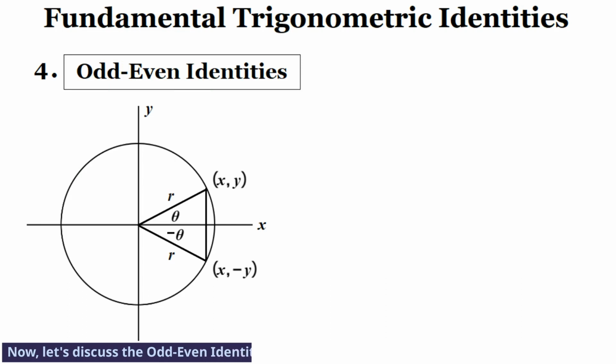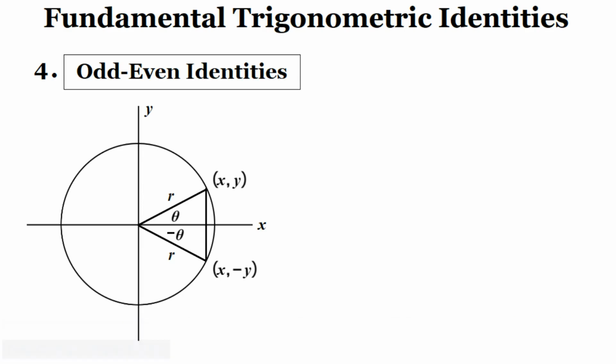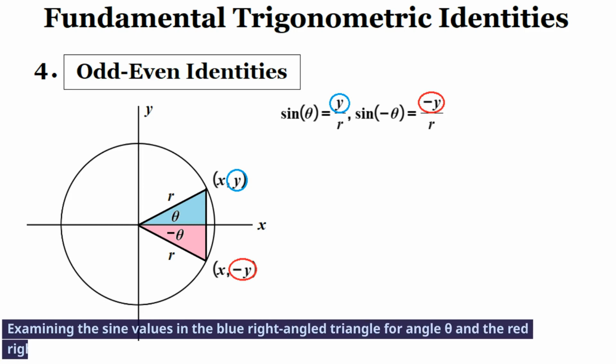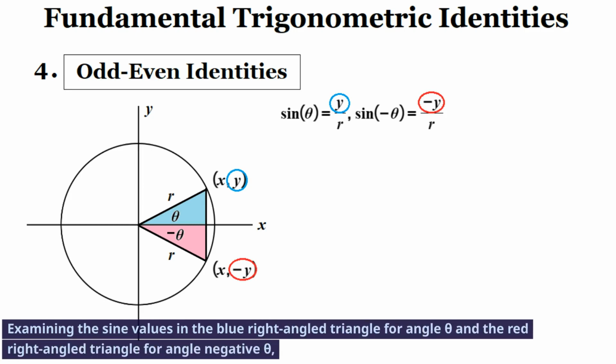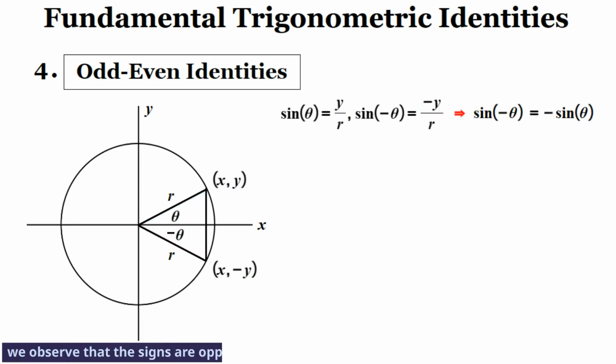Now, let's discuss the odd-even identities. When the angle theta and negative theta intersect the circle, their coordinates are x, y, and x, negative y, respectively. Examining the sine values in the blue right-angled triangle for angle theta and the red right-angled triangle for angle negative theta, we observe that the signs are opposite.